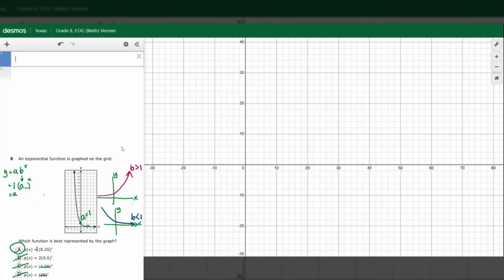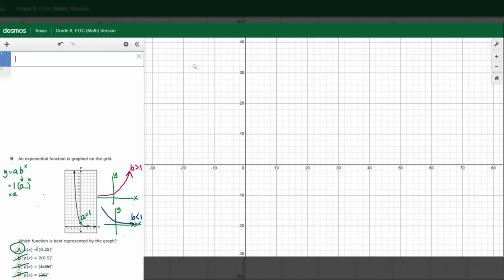Hello, this is for exponential function, question number 9. Earlier, we solved the problem by hand, but this time we are using technology, or Desmos. Now they gave us the graph. It's going from left going down, so we just need to match which graph matches that.